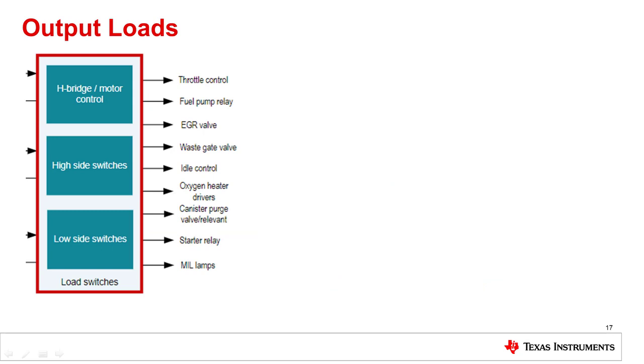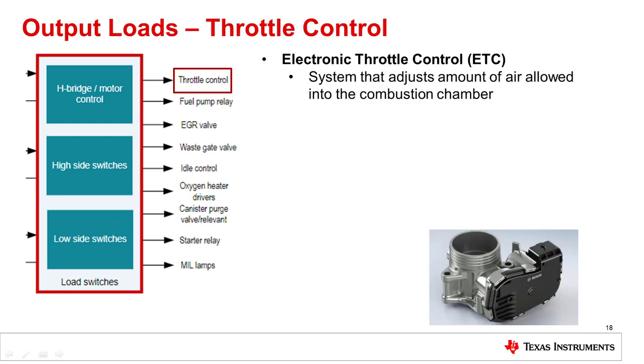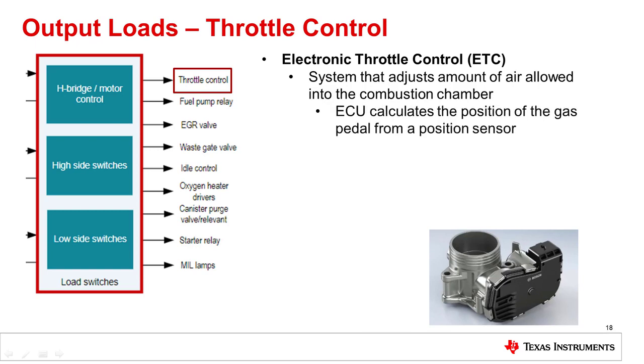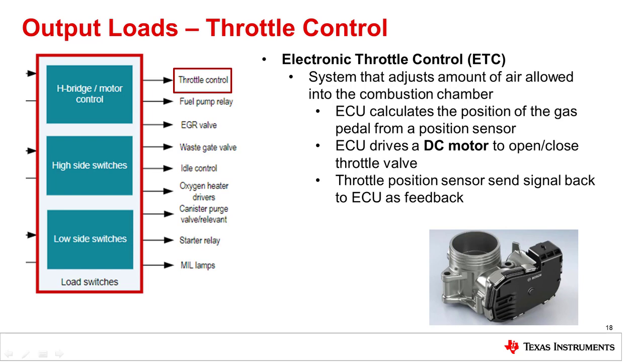In the next few slides, we will cover in depth many of the engine output loads you can find in a typical gasoline or diesel engine platform. The first engine load we'll cover is electronic throttle control, or ETC. ETC adjusts the amount of air allowed into an automobile's combustion chamber based on the position of the gas pedal from a position sensor. The position of the gas pedal is detected by a position sensor and sent to the ECU. The ECU then calculates from that position information how to drive a DC motor, which opens or closes the throttle valve to control how much air is allowed into the combustion chamber. Finally, a throttle position sensor is used to close the loop and sends feedback to the ECU to improve more accurate engine performance. An H-bridge configuration is used for the DC motor to control direction and braking.